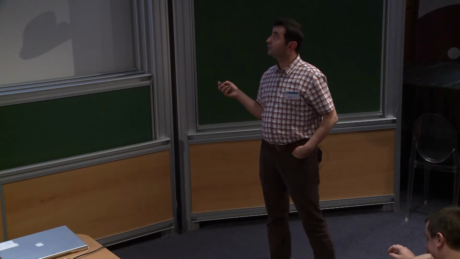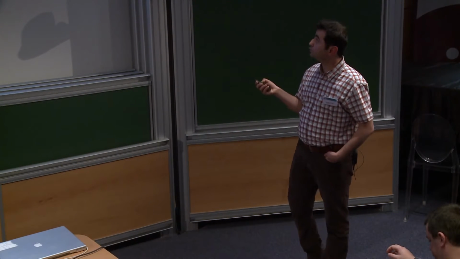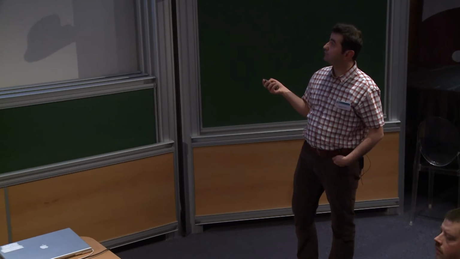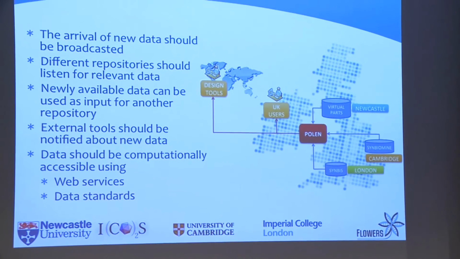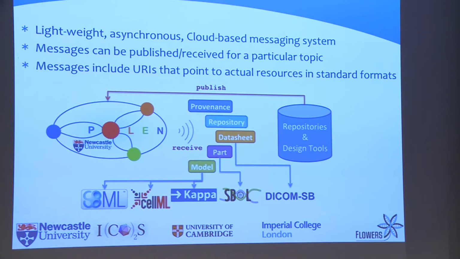Ideally, the arrival of new data in any of these repositories should be broadcast. Then some of these repositories can listen for relevant data. Using this approach, newly available data can be used as input in another repository, for example, to transform data into other formats or to provide additional information. So we developed a tool called Pollen. It's a lightweight cloud-based messaging system. Repositories, when they have new data, publish a message. They can also receive messages based on certain topics. In this case, topics include provenance, repository, datasheet, part, model.